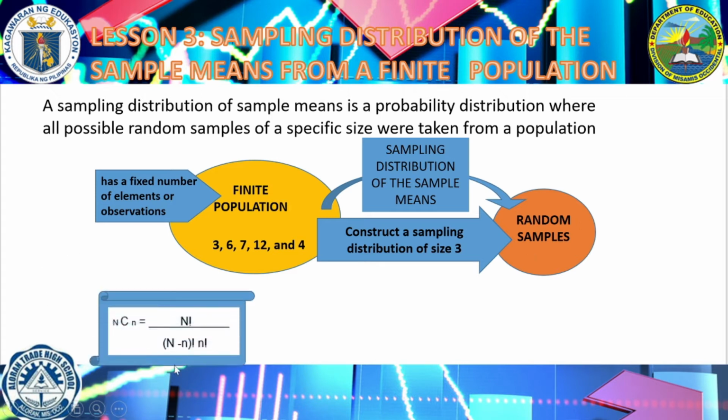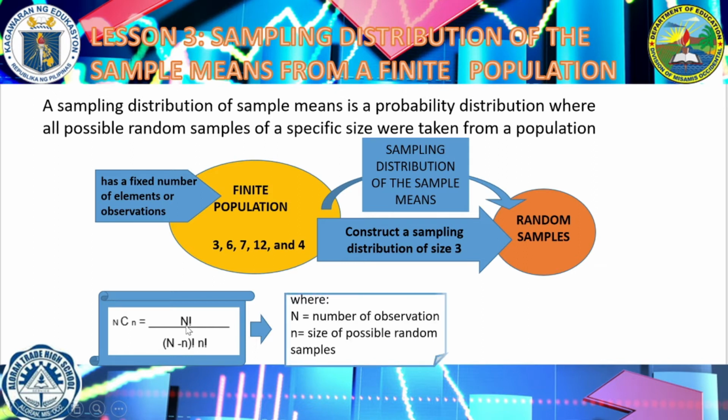We use this formula where the uppercase N is equal to the number of observations, while the lowercase n is the size of possible random samples. So this is our solution. First, we count the number of observations. So we have 1, 2, 3, 4, 5. We use this as our given in order to solve.